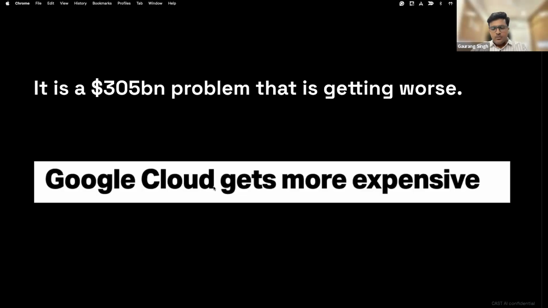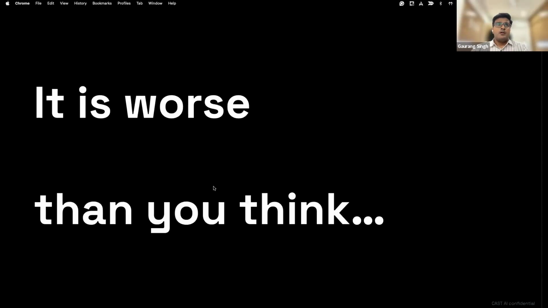Then what is the scale of the problem? It is about $305 billion. And it is getting more expensive, as Google recently announced that they're going to increase the price. So the problem is going to be more serious, and a lot of companies are going further in their optimization journey. But the massive scale of $300 billion is not where it stops. The problem is very complex and it is worse than what we think.